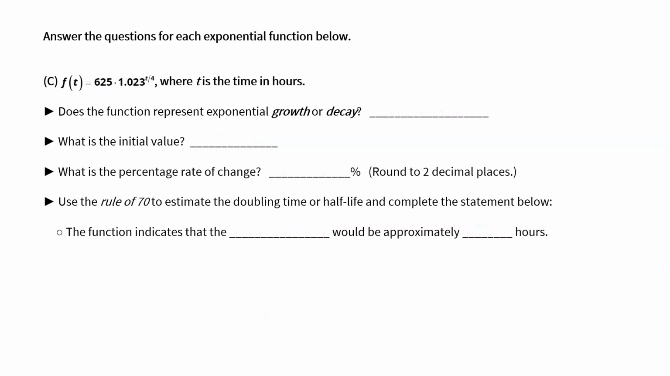And in the third one, very similar to the previous one, it is a growth again. But what's different is you have that fraction over 4. And so how do you handle a situation like this? Because it gets a little bit more complicated when you deal with the percentage rate of change, because the percentage rate of change is always per unit. In this case, it would be per hour, and you need to know what that is in order to use the rule of 70. So the initial value, of course, is 625.